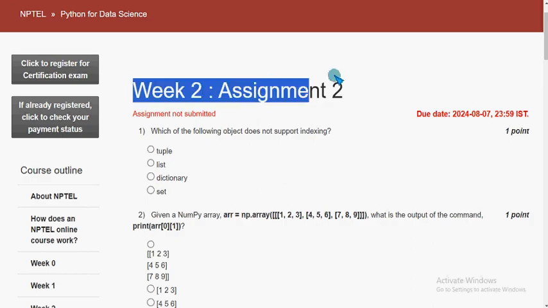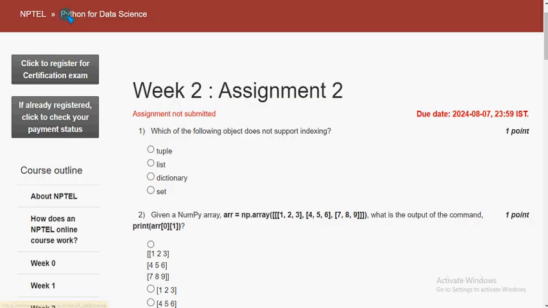So this is the week 2 assignment of the course Python for Data Science. Guys, for the past 5 years we have been giving solutions for various NPTEL courses. So for Python for Data Science, now we are going to show you the solutions.